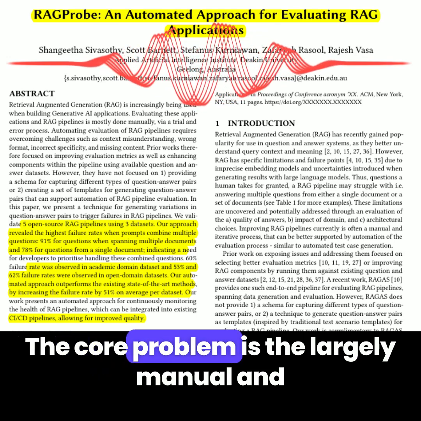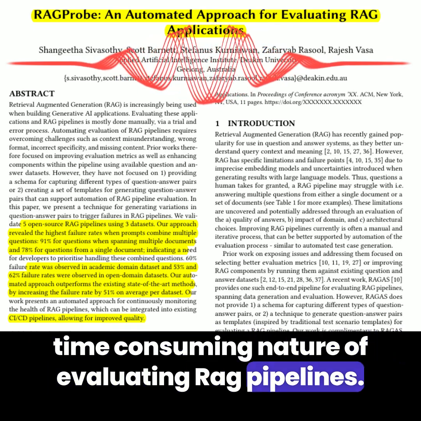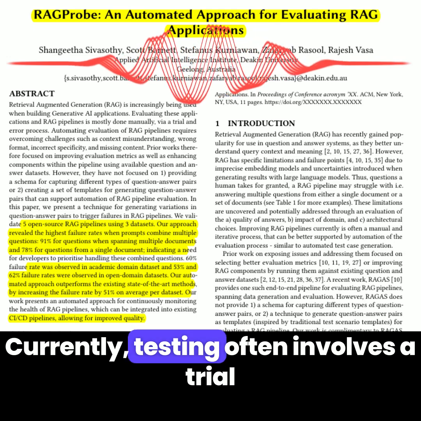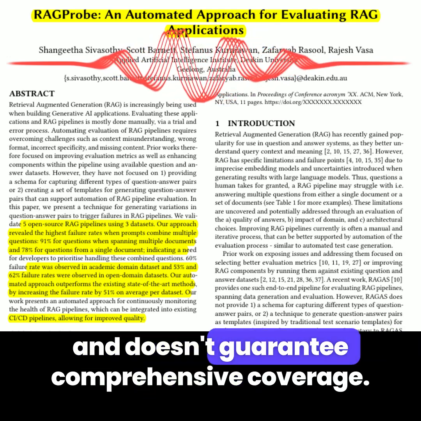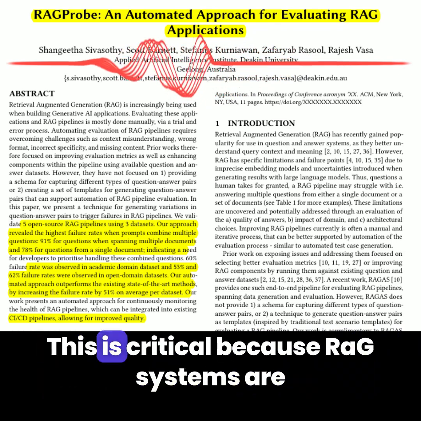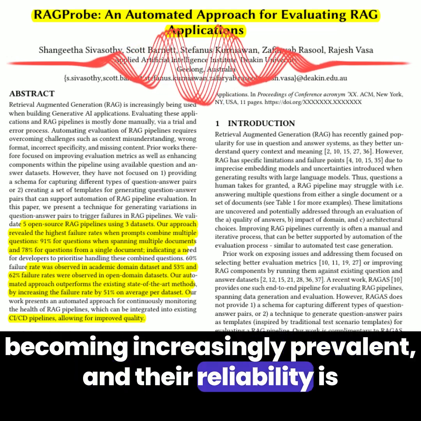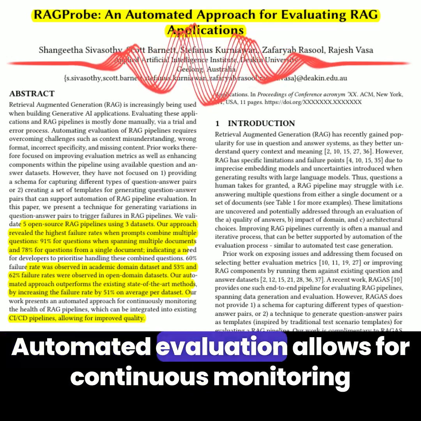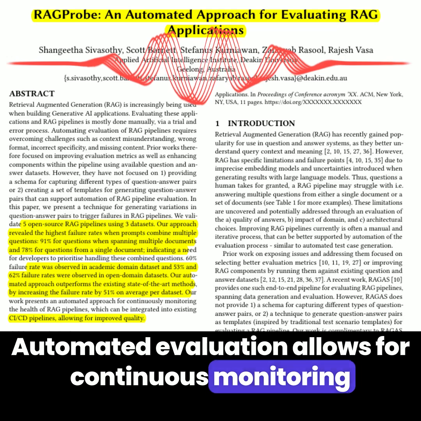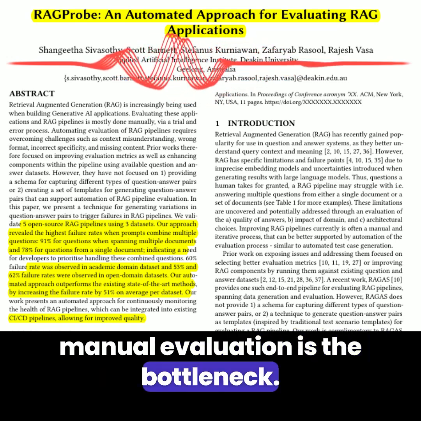The core problem is the largely manual and time-consuming nature of evaluating RAG pipelines. Currently, testing often involves a trial and error approach, which is inefficient and doesn't guarantee comprehensive coverage. This is critical because RAG systems are becoming increasingly prevalent, and their reliability is paramount, especially in high-stakes applications. Automated evaluation allows for continuous monitoring and quicker identification of weaknesses. So manual evaluation is the bottleneck.